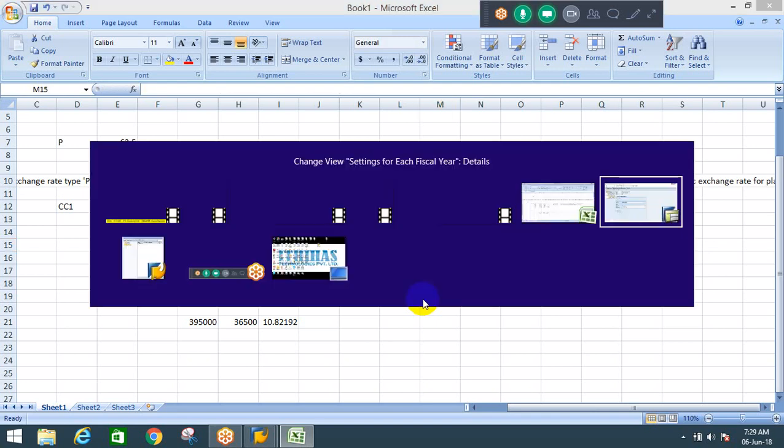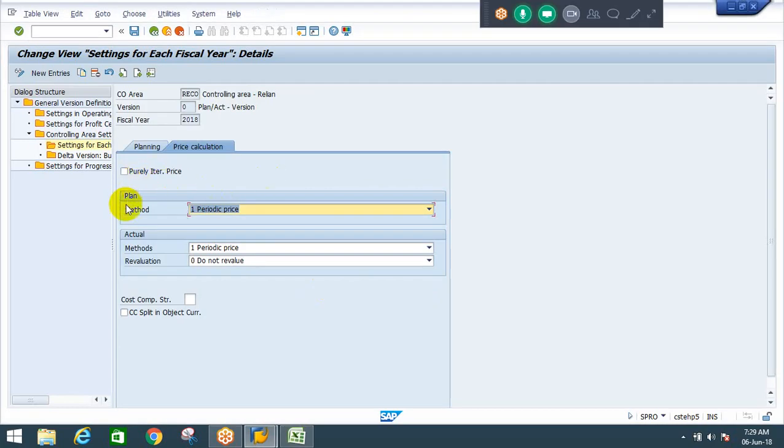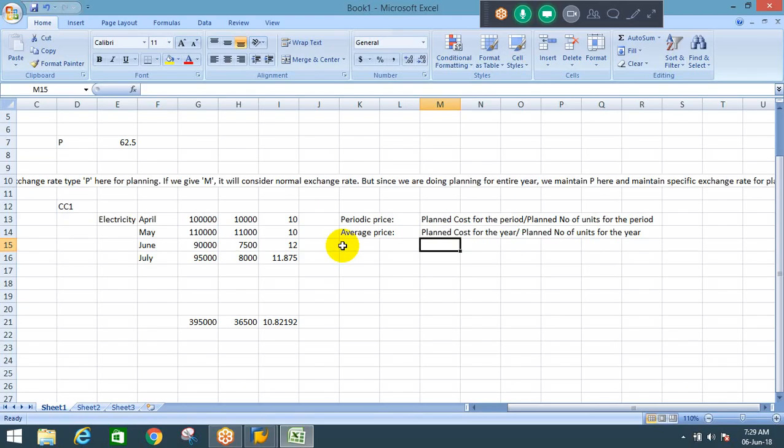So here the setting also, this is plan method. Which method do you want to follow for planning to calculate the price? Do you want to follow periodic price, period cost in that particular cost center divided by number of units, or do you want to follow the average method? The normal practice is average method. In real time, we follow average price method. For planning we follow average price method.